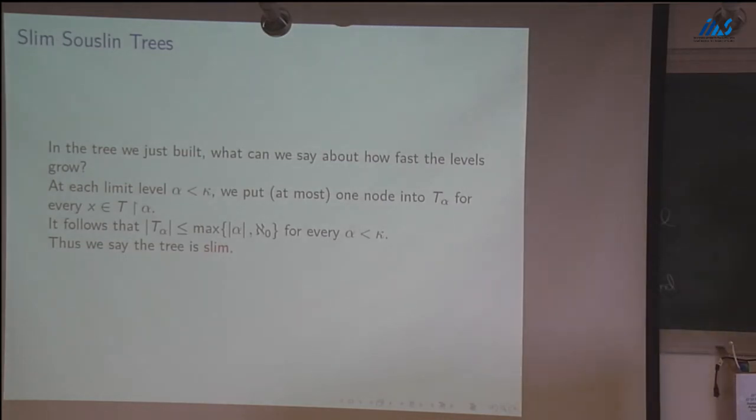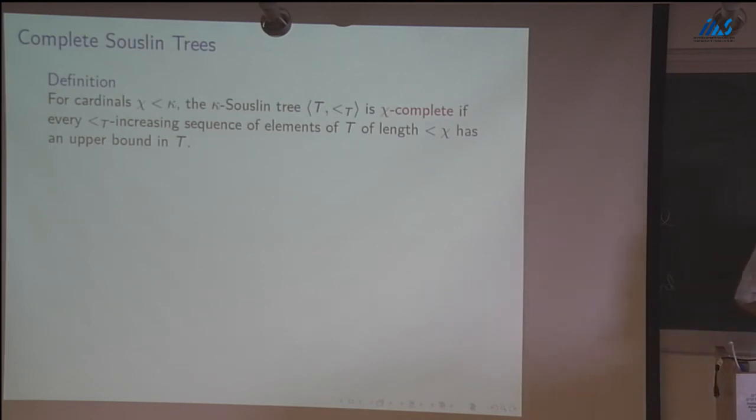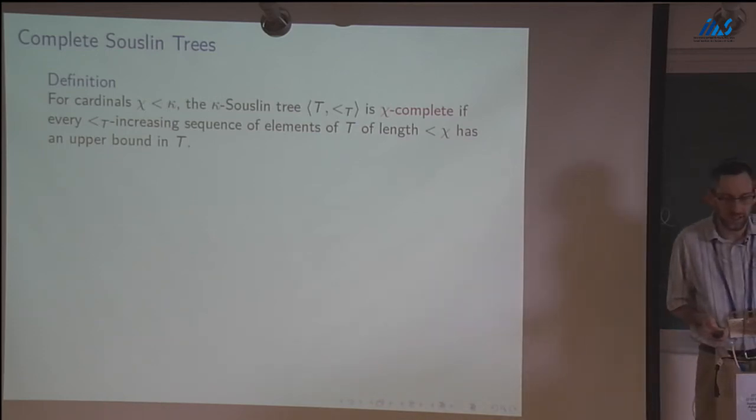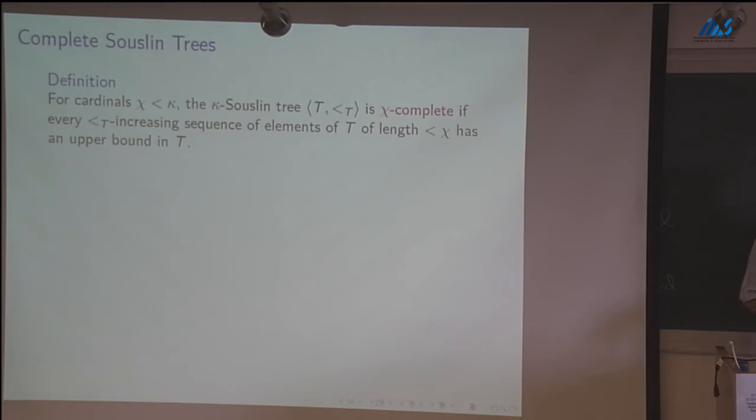What if we want something different? What if something opposite, like complete? Sometimes we want our trees to look a bit more like forcing partial orders, in which case we might want some degree of completeness. So a tree is chi complete if every increasing sequence from the tree of length less than chi has an upper bound in the tree.